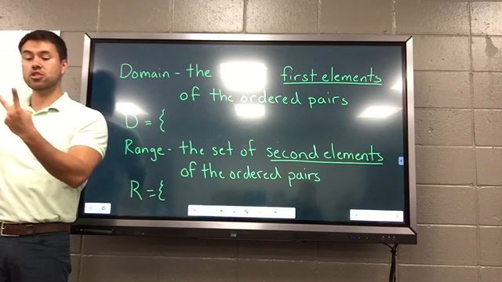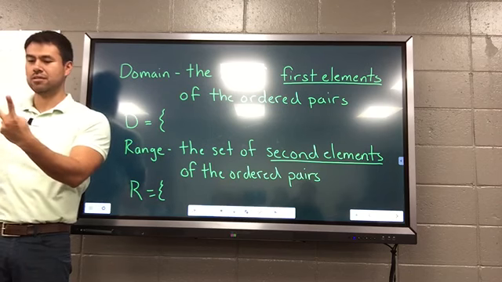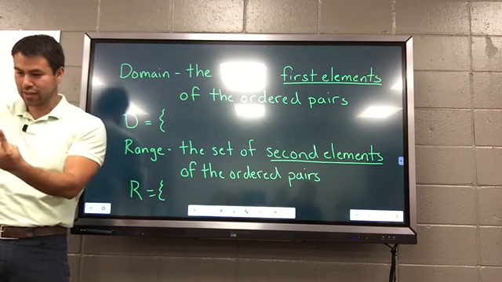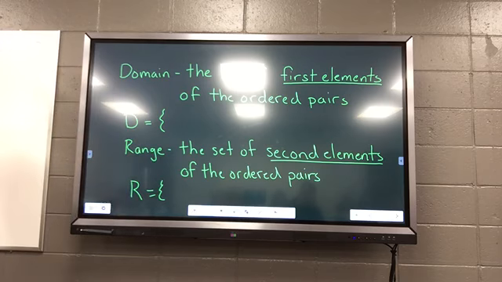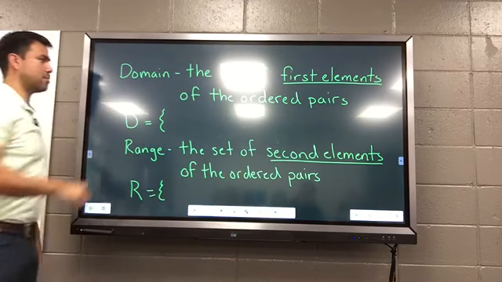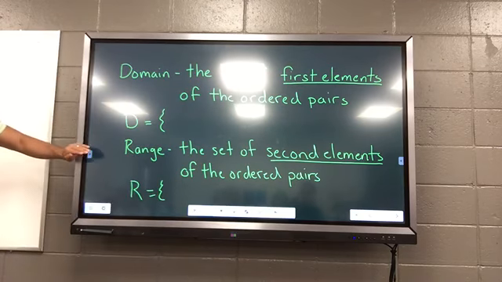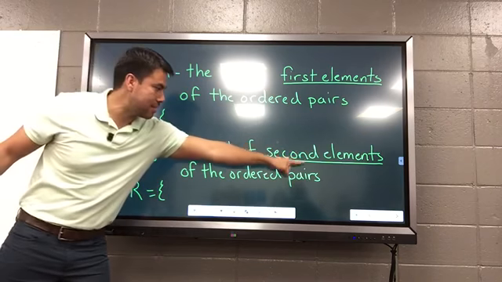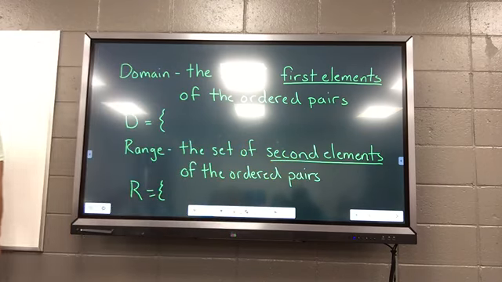You can also use different variables: R and S, M and N, Q and P. It doesn't matter what the variables are, but the first elements make up the domain. And then the range is the set of second elements from those ordered pairs. So we're talking about first element, second element, and it could be X and Y, but later on it can be other values. You can think X and Y if you want now, but I'm changing that definition to reflect more accurately what's going on.